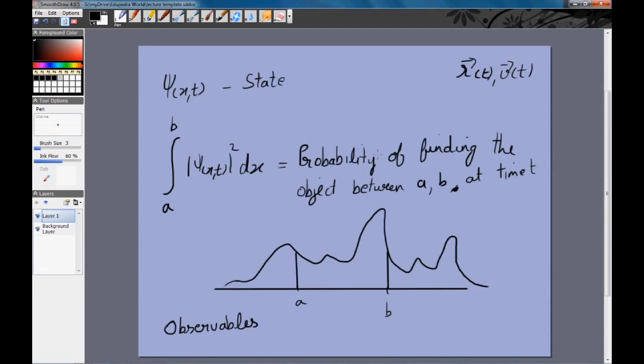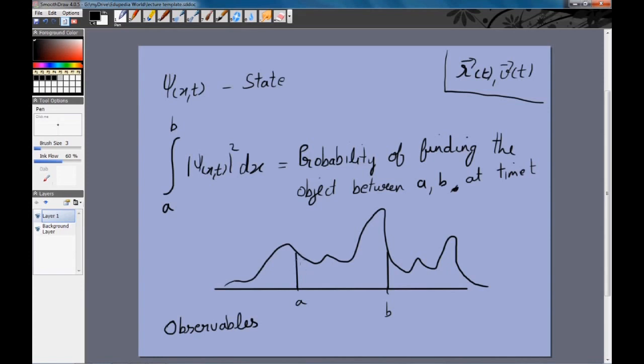So in classical mechanics, the state itself is an observable because you can measure the state. In quantum mechanics, the state is not an observable. Observables are things you measure in experiments such as position, velocity, angular momentum, and these are derived from the state. In turn, the state is derived from the Schrodinger equation, in which you have to input V of x.